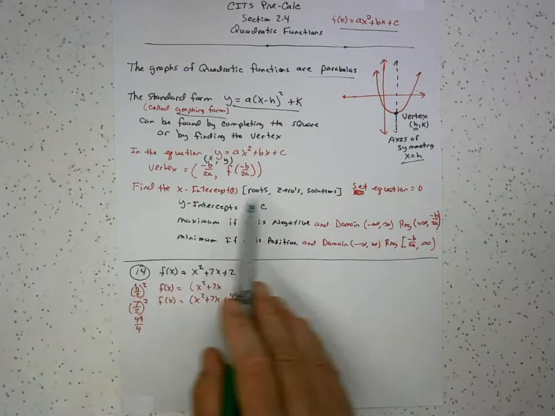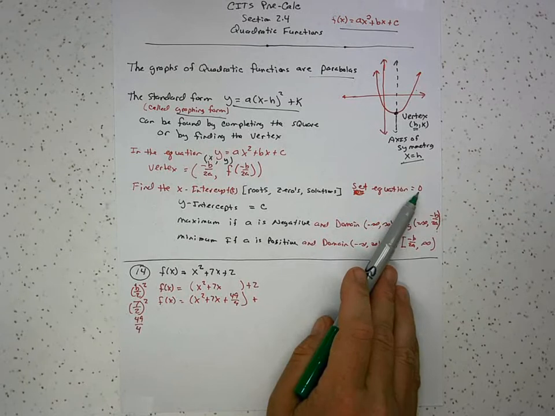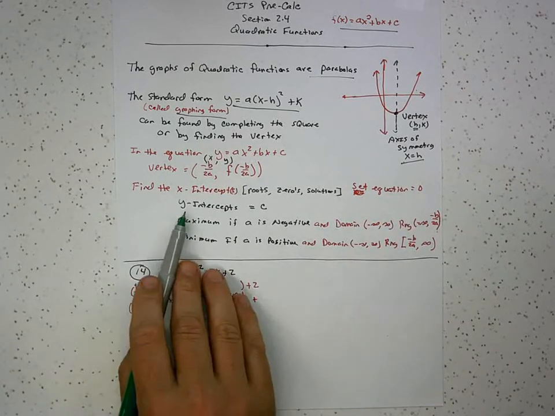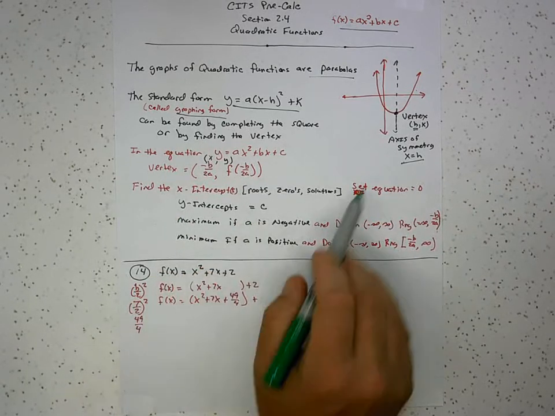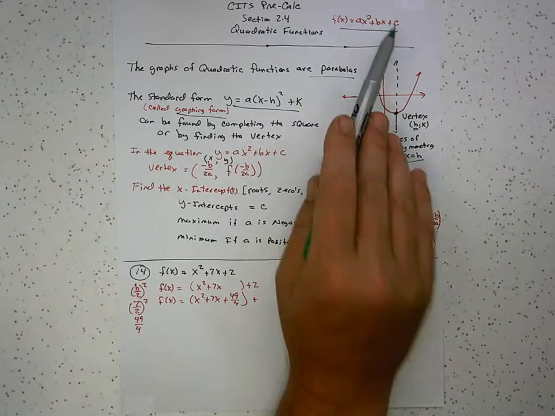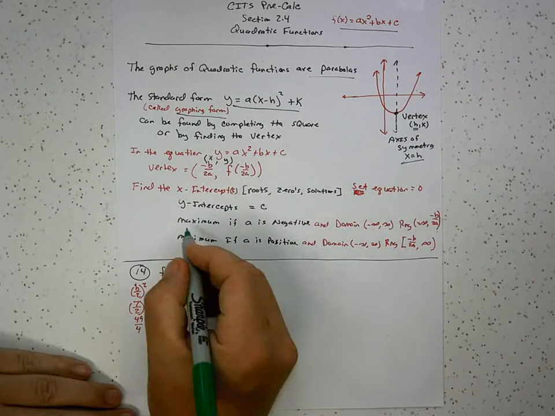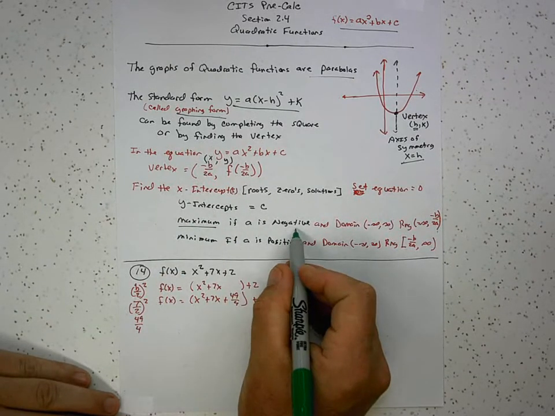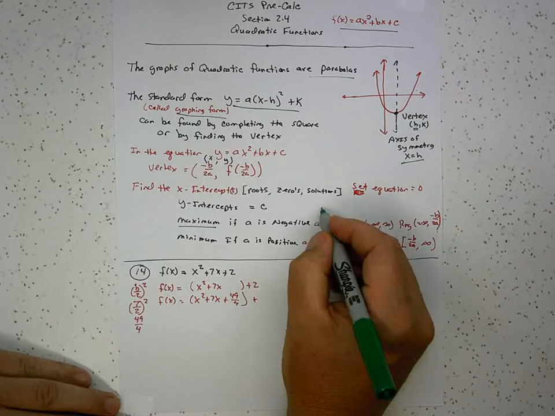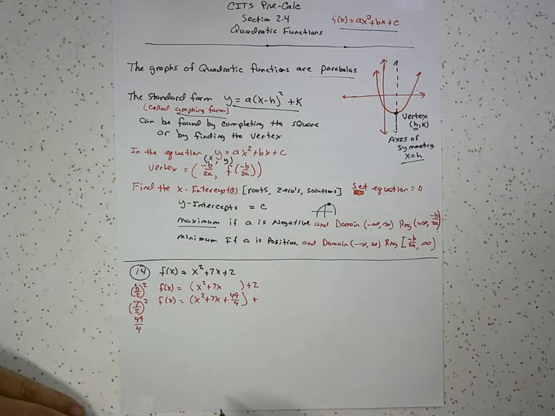Now, to find the x-intercepts, which again are called roots, zeros, and solutions, we set the equation equal to 0. We know the y-intercept of any general expression is always going to be c when it's all multiplied out. The maximum, it's a maximum if the value of a is negative. In other words, if it's opening down, we're going to have a highest point there. That's going to be called your maximum.